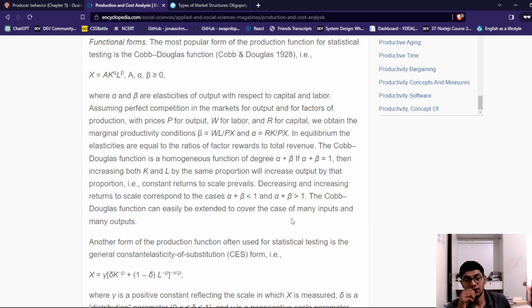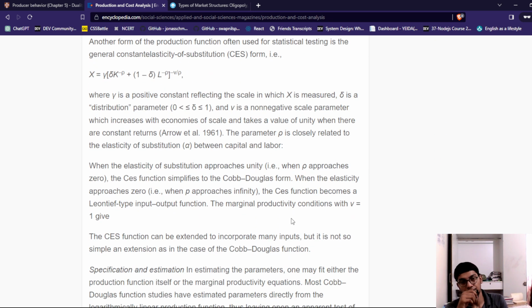Another form of production function often used with statistical testing is the constant elasticity of substitution (CES) function. The distribution parameter is a non-negative scale parameter, and the parameter rho is closely related to the elasticity of substitution between capital and labor. When the elasticity of substitution approaches unity, the CES function simplifies to the Cobb-Douglas form. When the elasticity approaches zero, the CES function becomes a Leontief type of production function.